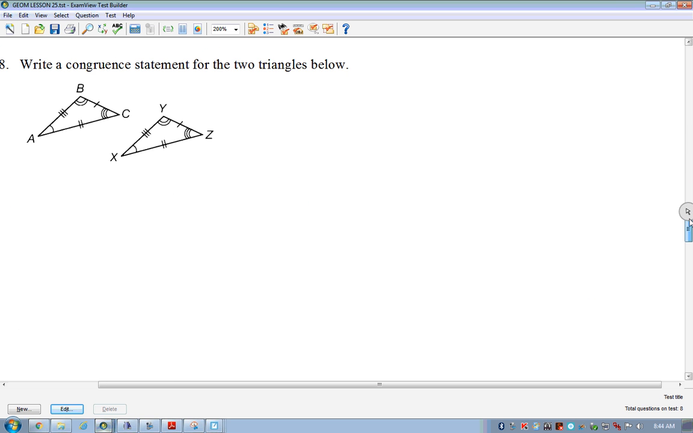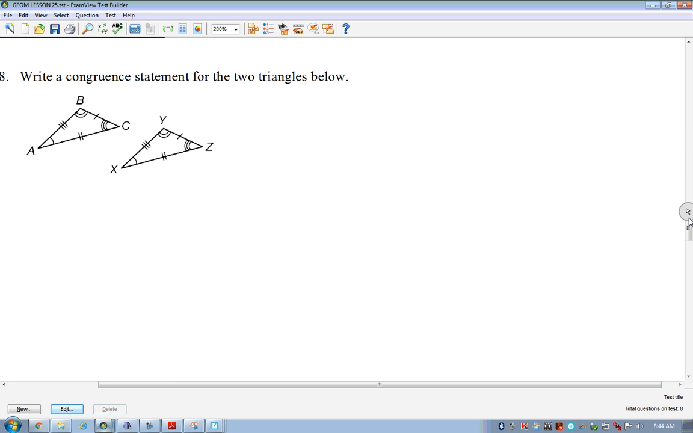Write a congruency statement for the two triangles below. So triangle, what? ABC, okay. Triangle ABC is congruent to triangle what? XYZ.